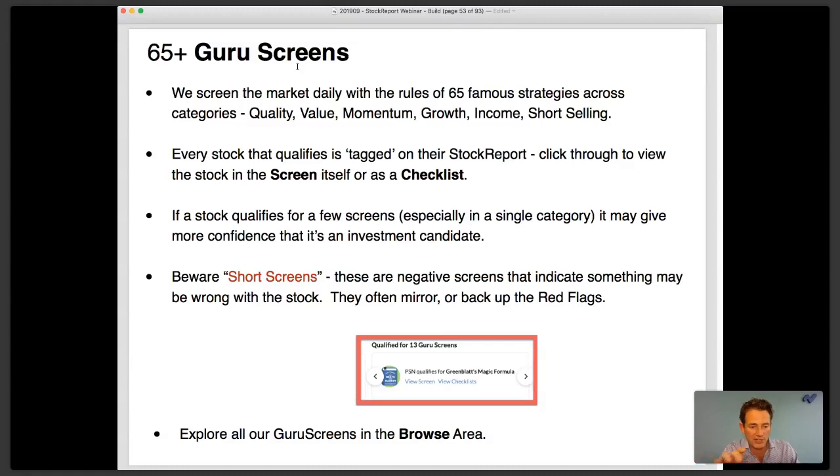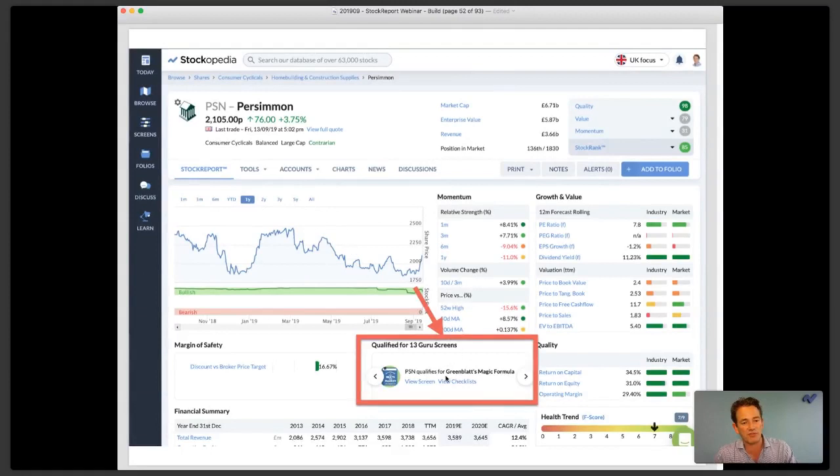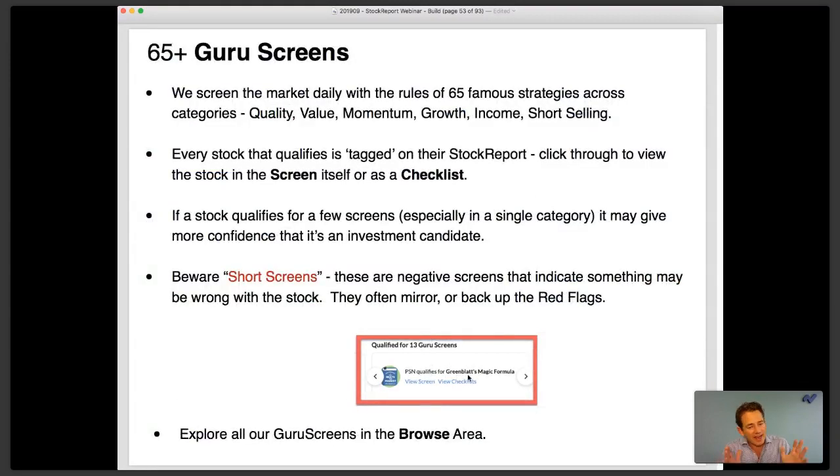And we publish them in this little widget on StockReports. And it is above the fold, just under the chart right there. And in that little widget, you'll be able to go and click left and right and see which strategies it qualifies for. And you can click through to view the screen itself, where you get more context. But also you can click through and see a checklist about that screen as well. So it's powerful stuff. I personally like to see on shares I'm buying that a stock also qualifies for one or more guru screens, because it just means that more investors might be looking at it.